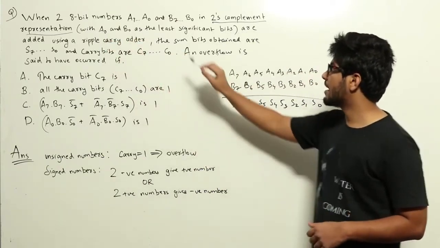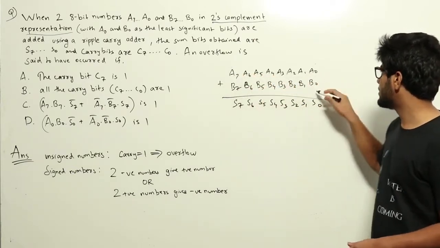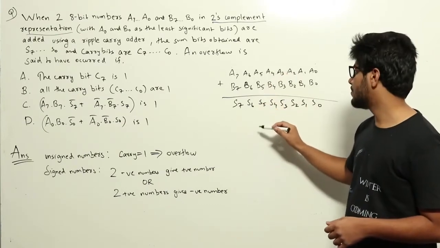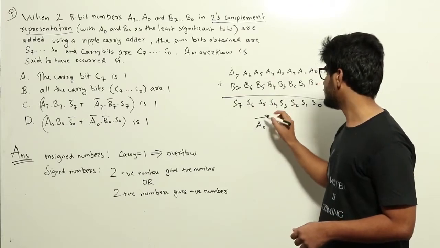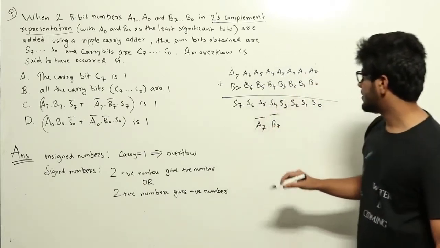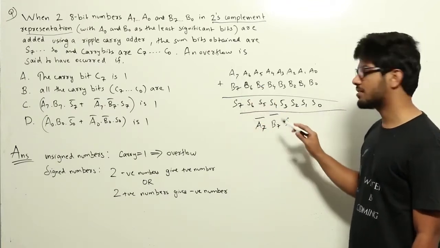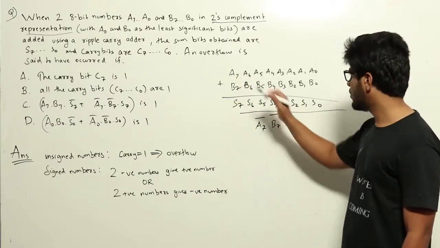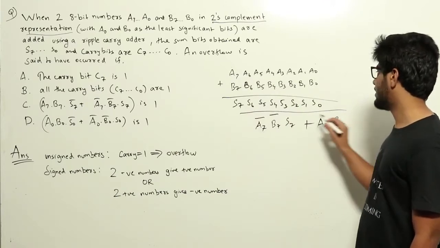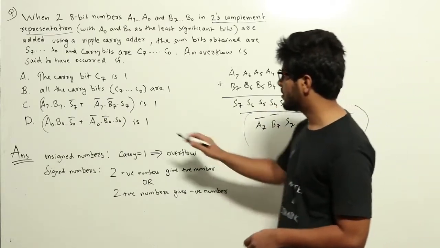A0, B0 is the least significant bit, making A7, B7 the most significant bit. So in the question, A7 is the most significant bit, this is the least significant bit, A7 to A0, B7 to B0, we are adding this and we are getting S7 to S0. So the condition for overflow is that either these two are positive numbers and this is a negative number. If these are positive numbers, then A7 should be 0, B7 also should be 0, and S7 should be 1. S7 is 1 meaning this is a negative number, and 0 means this is a positive number. So this will mean it's an overflow. Or the other condition is that these two numbers are negative and the sum is a positive number. If these two are negative, which means A7 is 1, B7 is also 1, and S7 would be 0. So this is the condition for an overflow to have occurred in these two numbers, and this is option C.